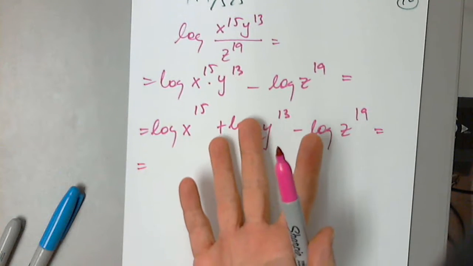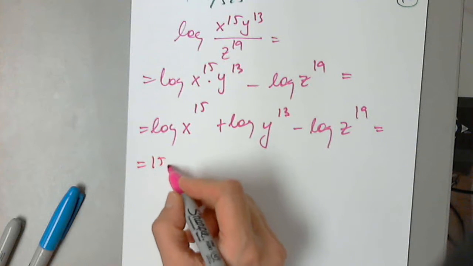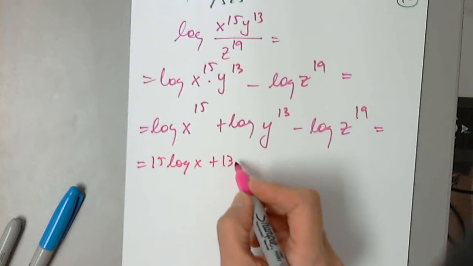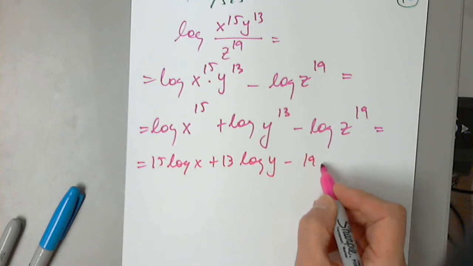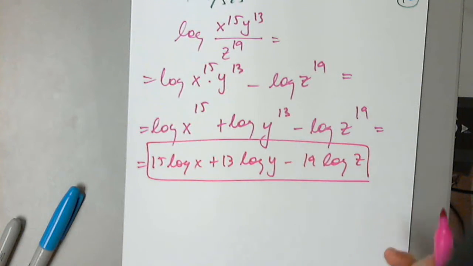So finally, I apply the last property, in which I'm allowed to bring the power in front as a factor. And this is it. We expanded this log into simple logs. We can't go any further. We also wanted to look at number 19. Any questions about this one?